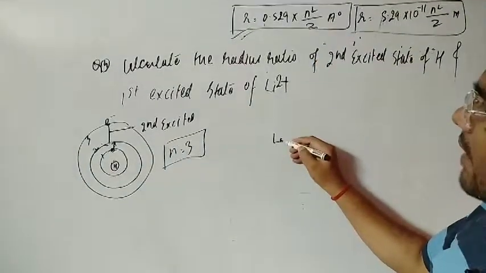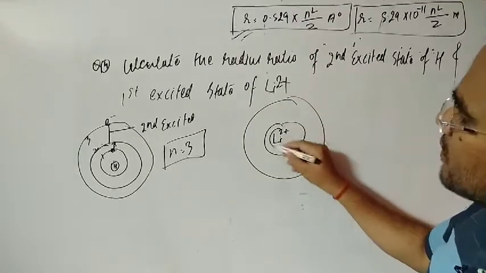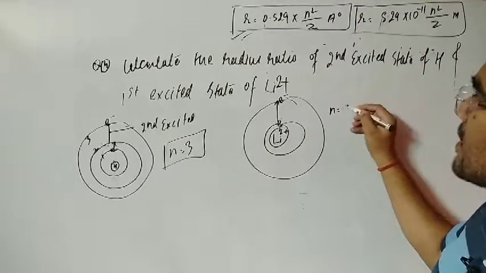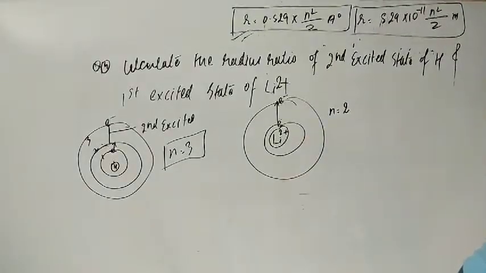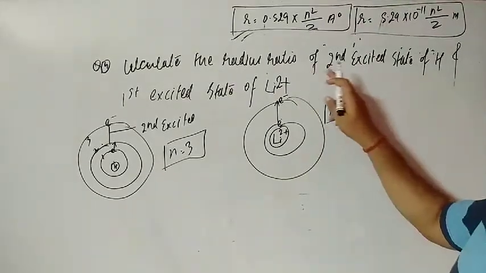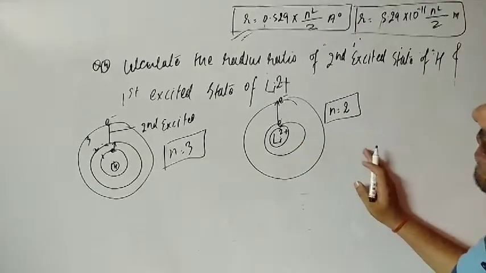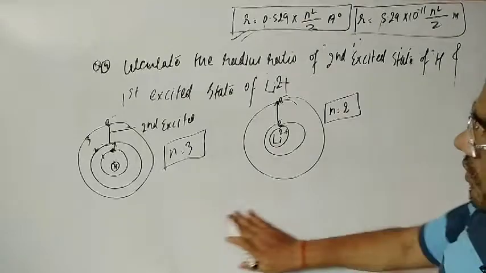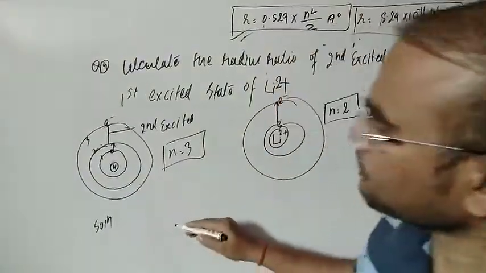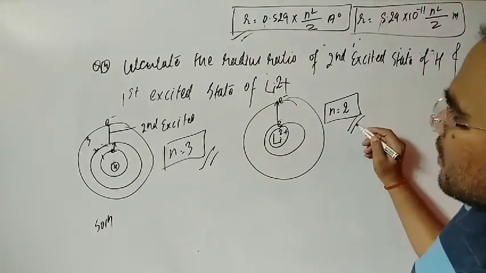If you are talking about the lithium 2 plus ion, they are talking about the first excited state. Suppose the electron is firstly here. If it is excited, the electron jumps here, so n is equal to 2. So n is equal to 3 and n is equal to 2. So calculate the radius ratio of the second excited state of hydrogen and the first excited state of lithium 2 plus ion, right? So dear student, let us do the solution. Second excited means third orbit, first excited state means second orbit.